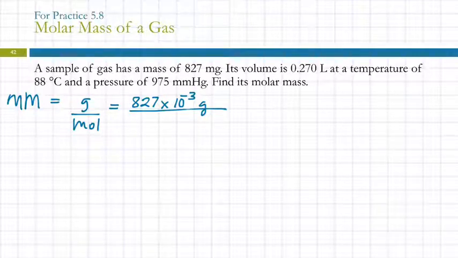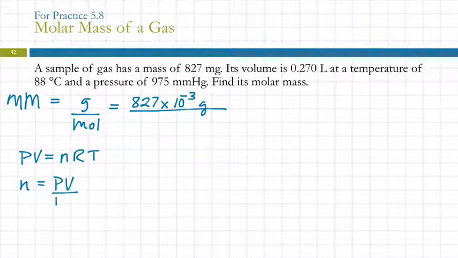How do I find the moles of gas? What equation do I need? The ideal gas law. PV equals nRT. Now I want to find n. n equals PV over RT. So I need the pressure of the gas. Well, darn, there it is in millimeters of mercury again. So we've got to convert that. Let's do that down here.